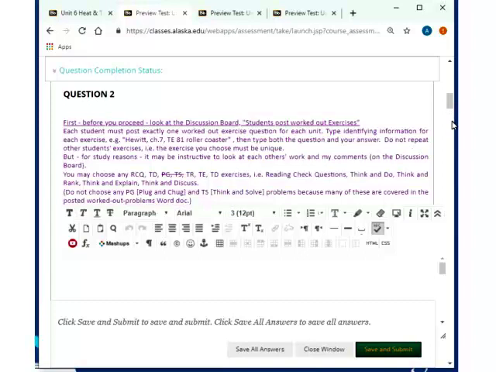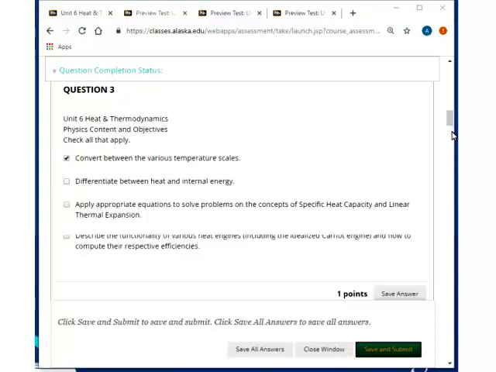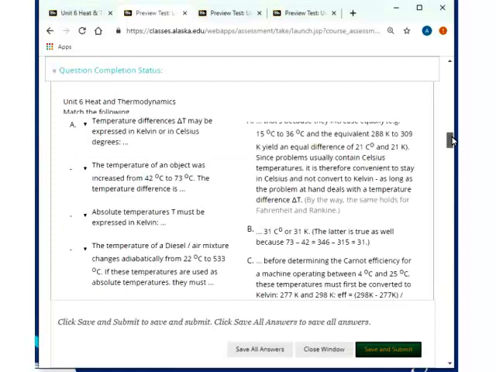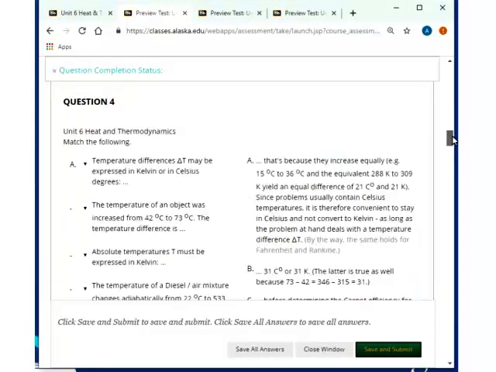Third question, these are the contents and objectives. I believe that all of them apply. Convert between various temperature scales, differentiate between heat and internal energy, and so on. I think you will see that all of these here will make sense.